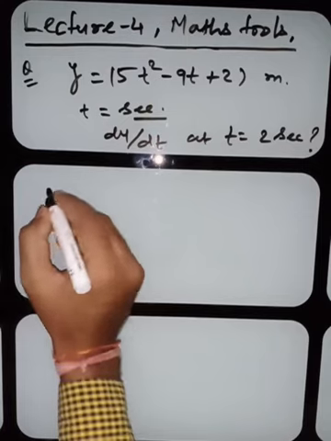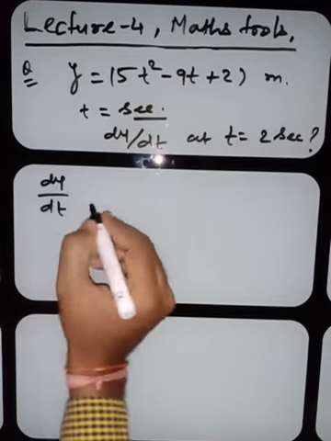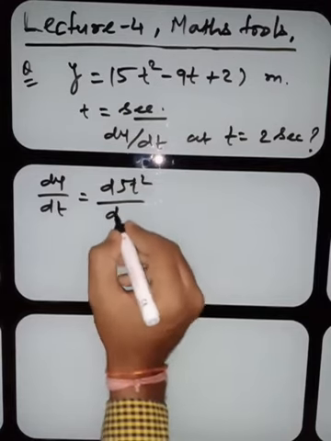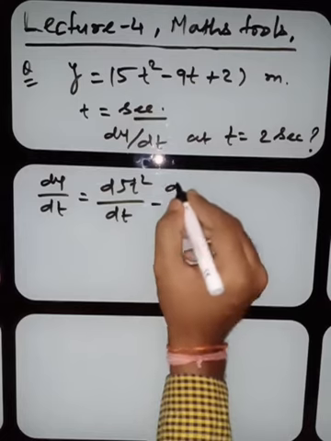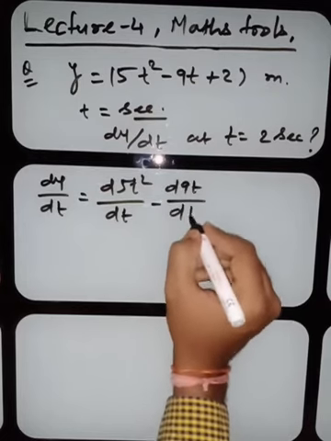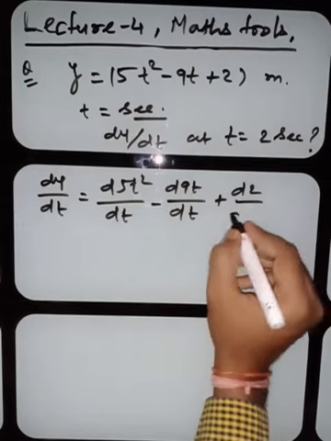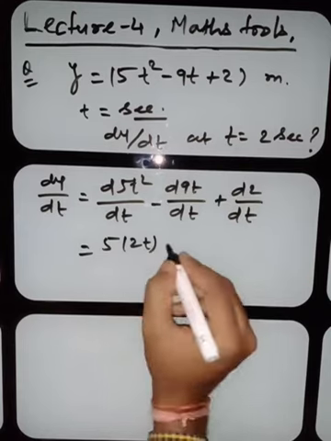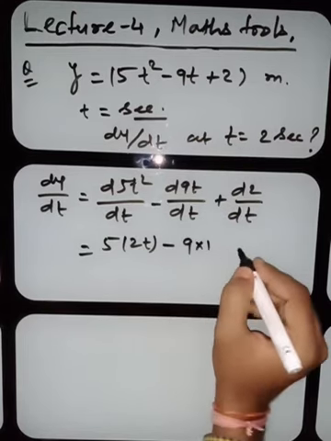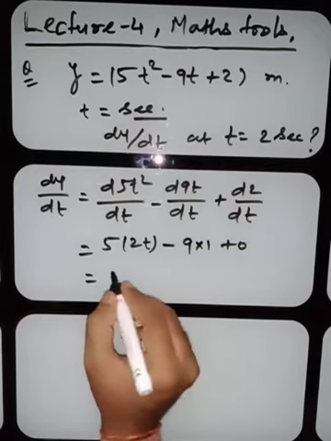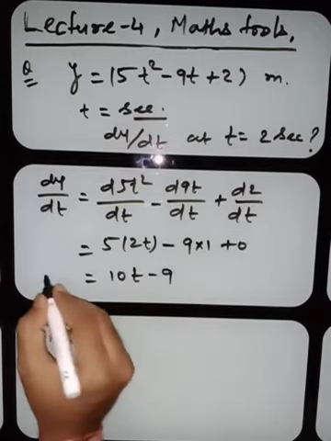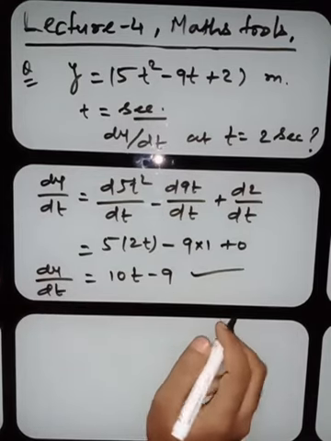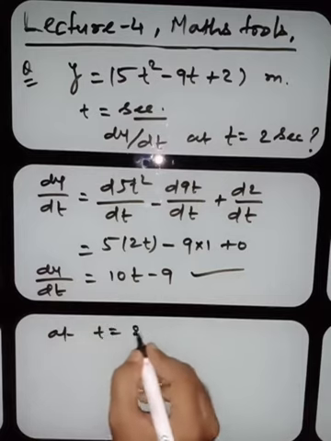So first try to find dy by dt. So here dy by dt is d of 5t square by dt, minus d of 9t over dt, plus d of 2 by dt. Here the 5 will stay out and d of t square by dt is 2t, minus 9 stays out, dt by dt is 1, and here it is 0. So it is 10t minus 9. What is this? dy by dt. Now you have to find the value of dy by dt at t equals 2 seconds.